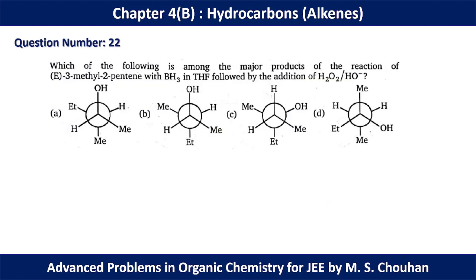In question number 22, which of the following is the major product of the reaction of E-3-methyl-2-pentene with BH3 and THF followed by the addition of H2O2 and OH-? So this is basically a hydroboration-oxidation reaction. The structure of E-3-methyl-2-pentene is this. So this is the E isomer, we have one ethyl.